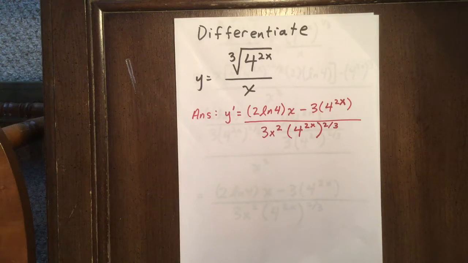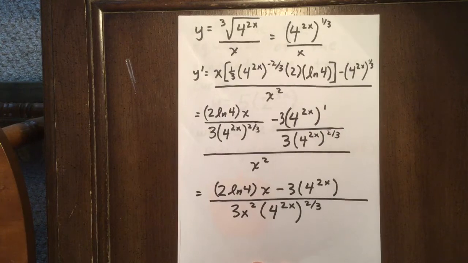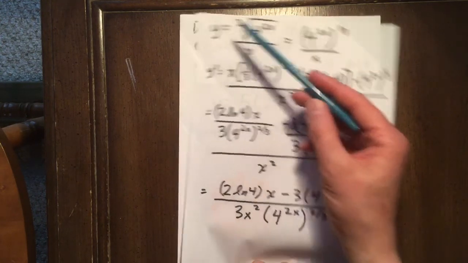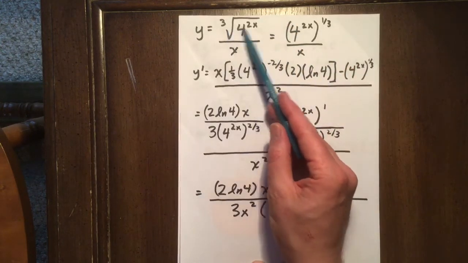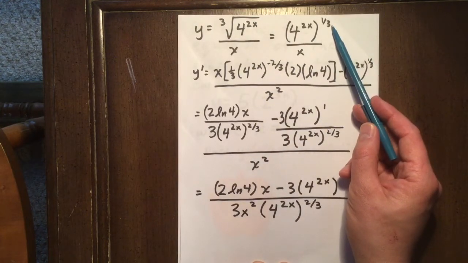For this question, we're going to determine the derivative of an exponential term over x. So we're going to have to use the quotient rule here. The first thing we do is realize that the cubed root of a term is really just that term raised to the exponent 1/3.